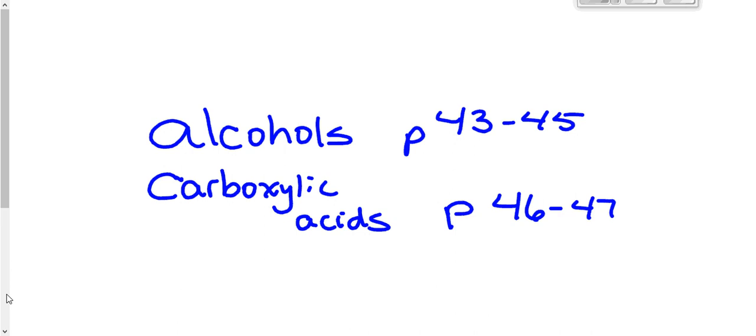There's lots of practice for you with naming and drawing alcohols in your workbook on pages 43 to 45, and carboxylic acids can be found in your workbook on pages 46 and 47. In our next lesson, we'll look at what happens when acids and alcohols hook up together to form another derivative called esters.